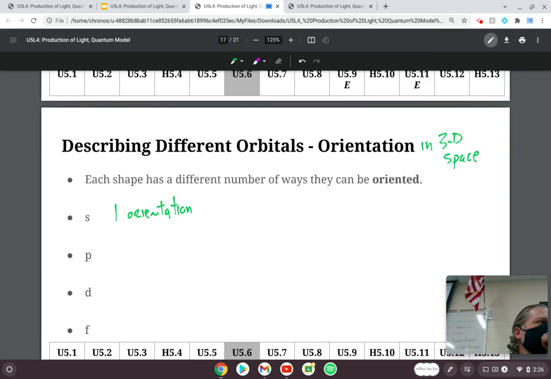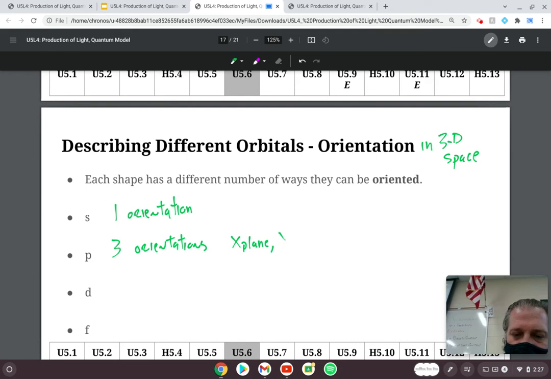The P sublevel has 3 orientations. Like the X plane, the Y plane, and the Z plane, like in geometry. Those are the 3 orientations in space that it has.